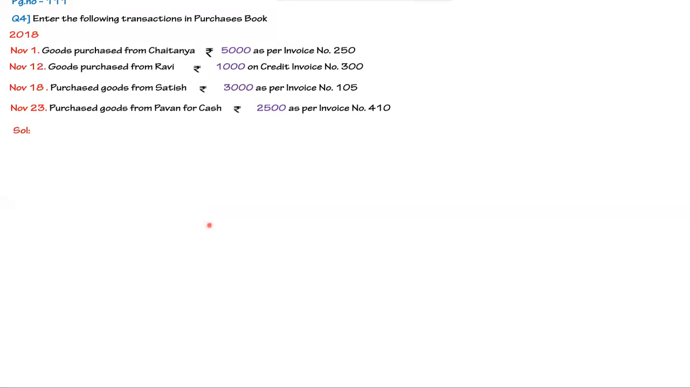Here is the solution. Here is the purchases book, the format for which is date, particulars, inward invoice number, LF number, details, amount in rupees. The first transaction is given on 2018 November 1 as goods purchased from Chaitanya for 5000 rupees as per invoice number 250. So in this problem, invoice numbers are specified. So in the inward invoice number column, we'll be writing the invoice numbers for the related transactions.